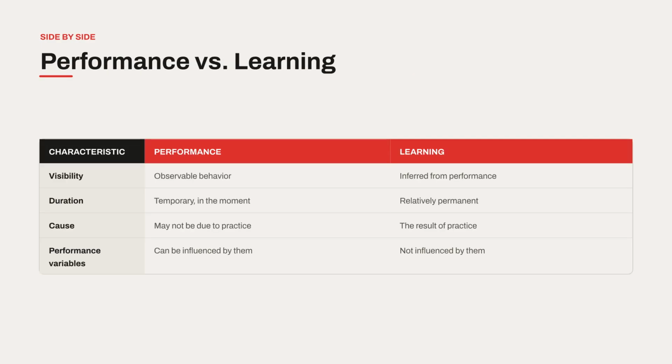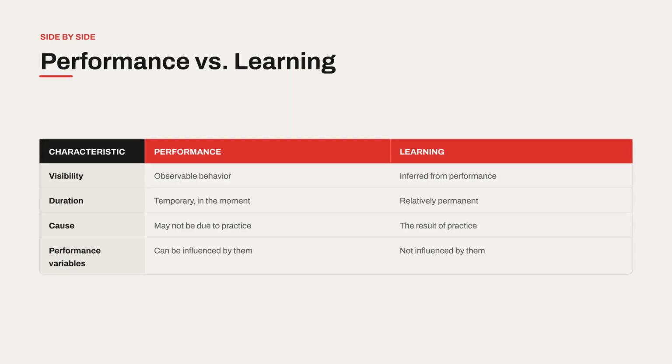Let's lay performance and learning side by side so the contrast is crystal clear, because I'll hold you to these distinctions all semester. Read the table with me, row by row. Visibility. Performance is observable behavior, something you can directly watch. Learning is inferred from that performance, deduced rather than seen. Duration. Performance is temporary, an in-the-moment thing. Learning is relatively permanent, meant to last. Cause. Performance may or may not be due to practice. You can perform well by luck on any given attempt. Learning, by definition, is the result of practice or experience.